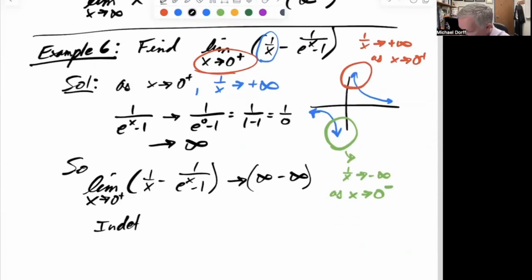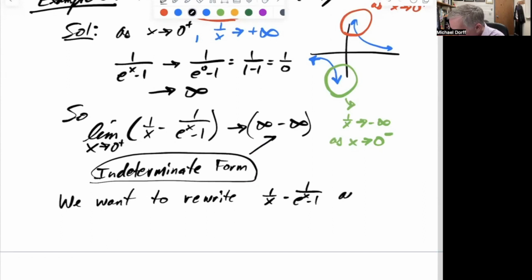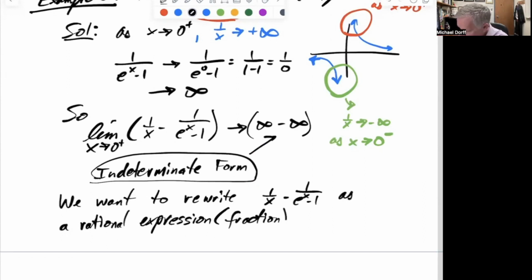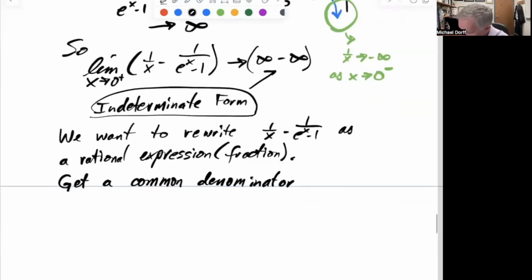Remember at the very beginning of this lesson, we talked about that if you had infinity minus infinity, we got something that looked really, really weird. And so you can't just say that infinity minus infinity is 0. So we have an indeterminate form here. So we want to rewrite 1 over x minus 1 over e to the x minus 1 as a rational expression or a fraction. So how do I do that? Get a common denominator. So I've got x for one of my denominators and e to the x minus 1.